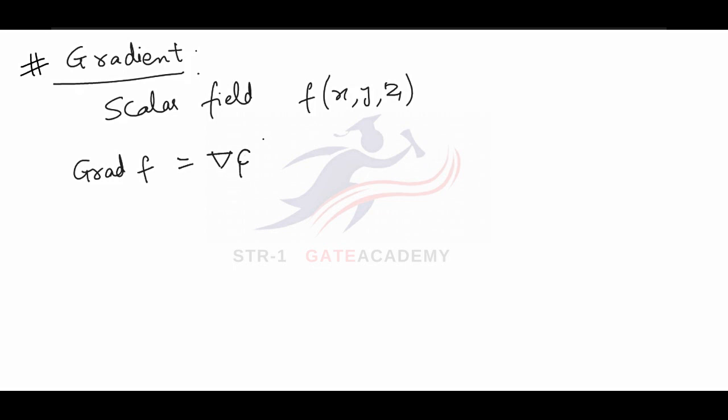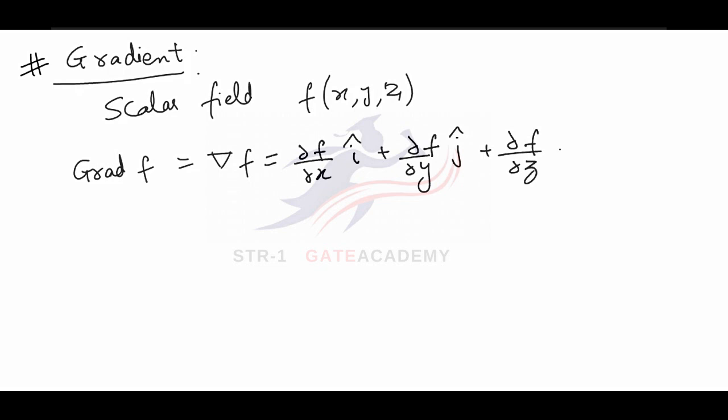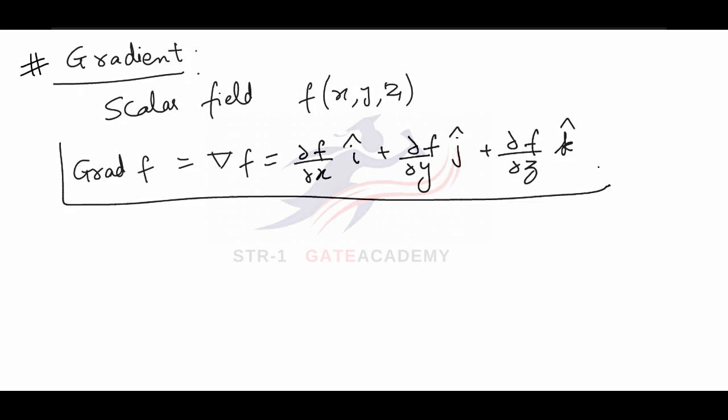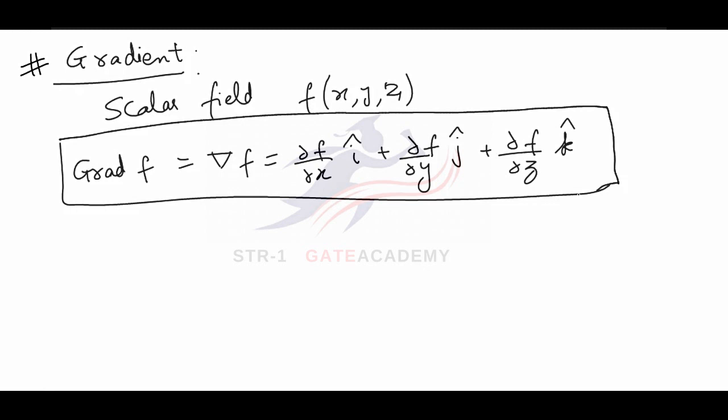Del of f, the gradient of f, is mathematically given as del f by del x of i cap plus del f by del y of j cap plus del f by del z of k cap. This is basically the gradient. So we have defined what the gradient of a scalar field f is, right?